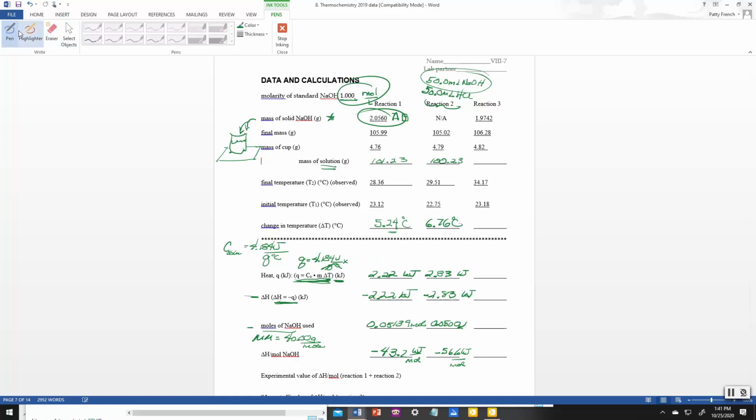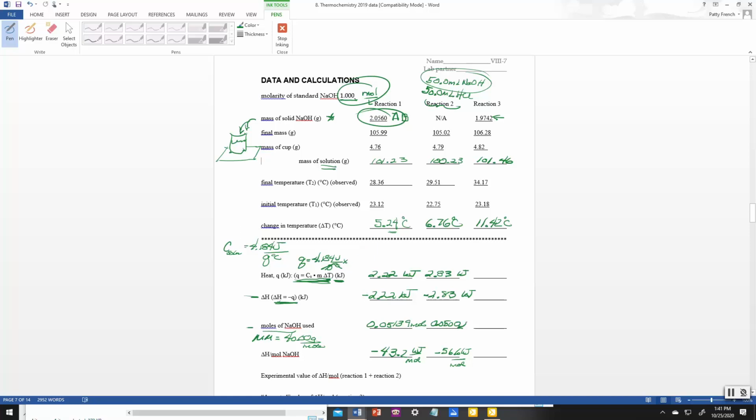Our final reaction was when we included solid NaOH and liquid HCl. We weren't just dissolving it in water, we were doing a neutralization reaction. So again, mass the coffee cup and mass the coffee cup with solution. So the solution's mass here was 101.46. Found my temperature change, and this was 11.42. Wow, that jumped.